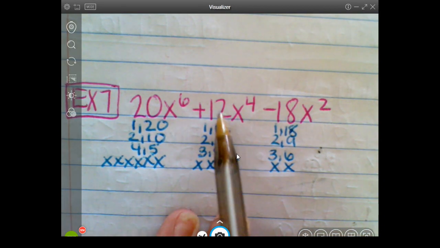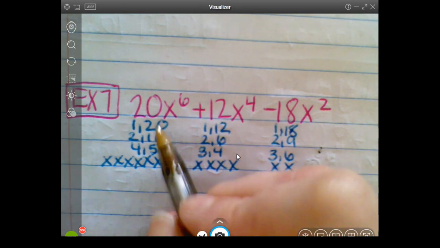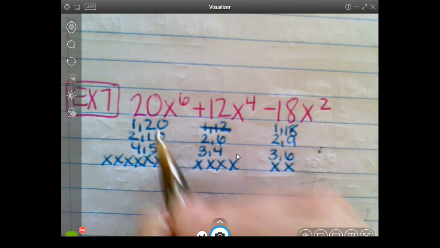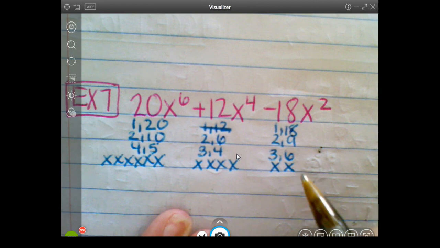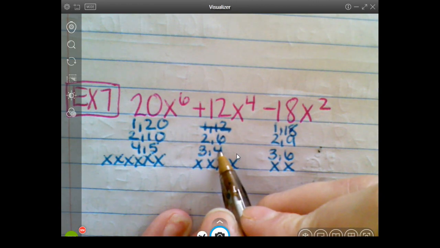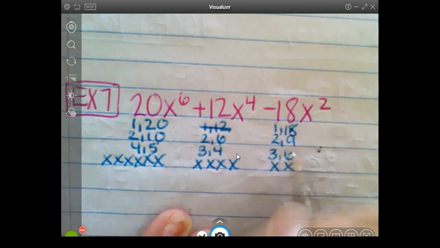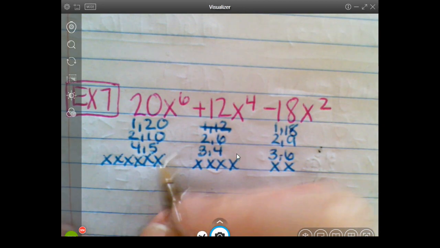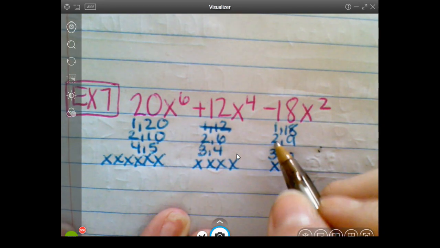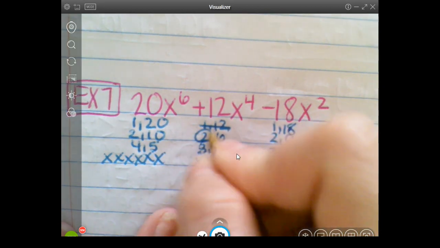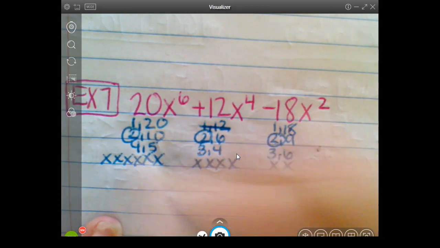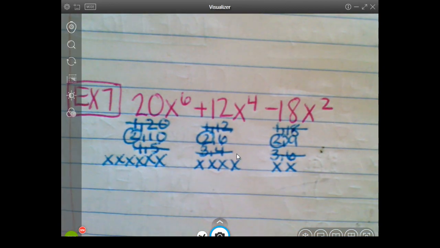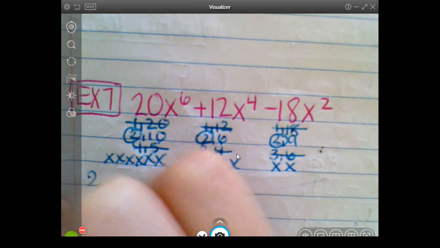Smallest number here is 12. 12 is not on the list, so that one is gone. 6 is not on the list. 4 is on this list, but not this list. 3 is on this list, but not this list, so no. 2 is on this list and this list, so it's 2. That means all the other pairs are gone. I don't use them. So I'm putting a 2 on the outside.